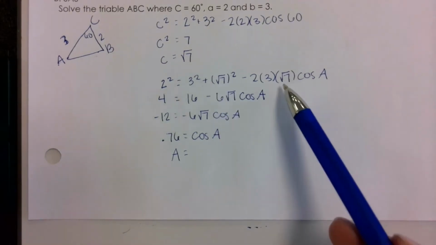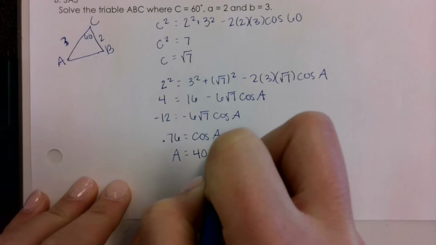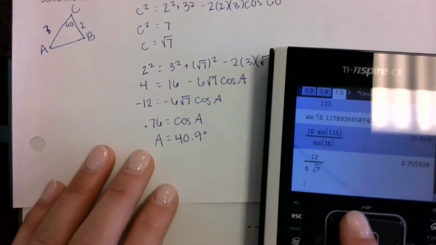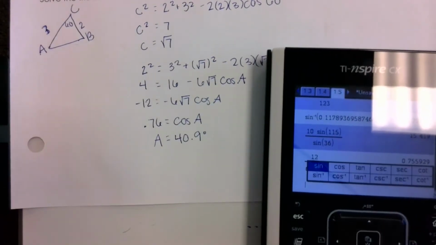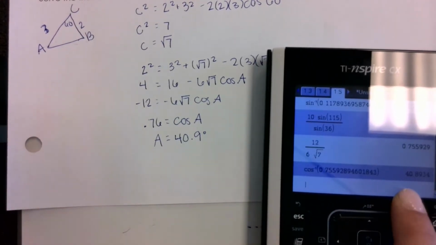It does here, but it's not squared here. 40.9 for that angle? Yeah. 0.9? That's what I got. If you rounded, then it might be a little bit different. Does it not come out like that? I have 12 over 6 root 7. 0.75. So I just went ahead and did inverse cosine of that number. Does that make sense? Yeah.